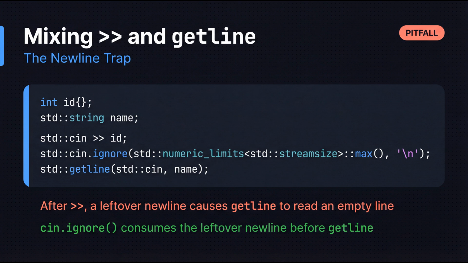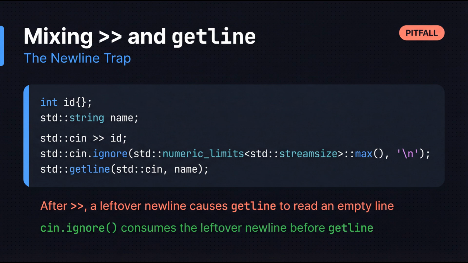This is the most common beginner input bug in C++. Here's what happens. When you read a number using the extraction operator, it takes the digits, but leaves a newline character sitting in the input buffer. If you then call getline, it reads that leftover newline immediately and gives you an empty string.